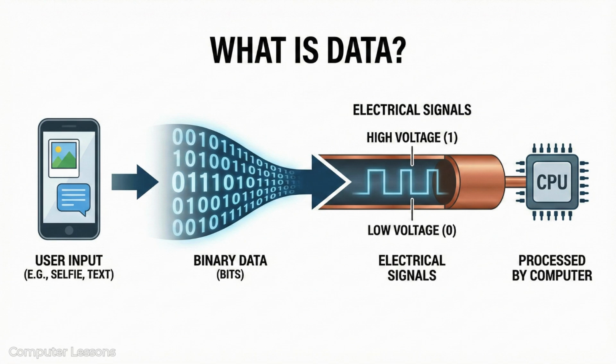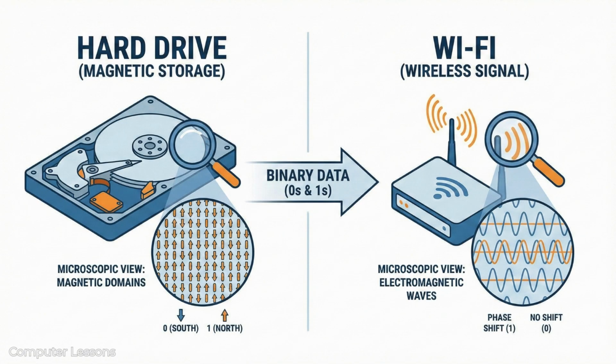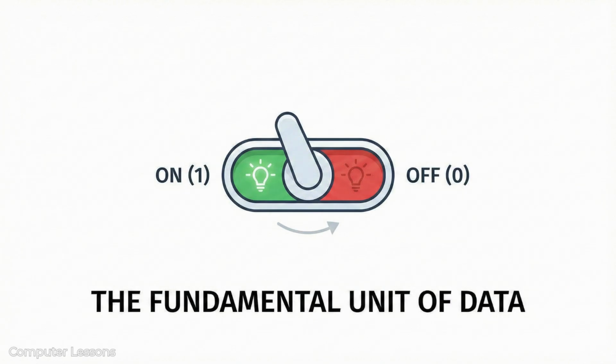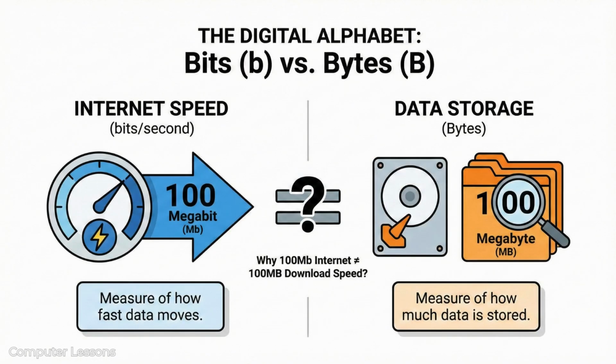What is data? If we were to take a microscope and zoom into your hard drive, or zoom into the Wi-Fi signals floating in the air, what would we see? We wouldn't see tiny pictures of your cat. We wouldn't see the letters of your email. We would see just one thing: a switch. A simple, boring switch. Today we are going to learn the alphabet of the digital world.